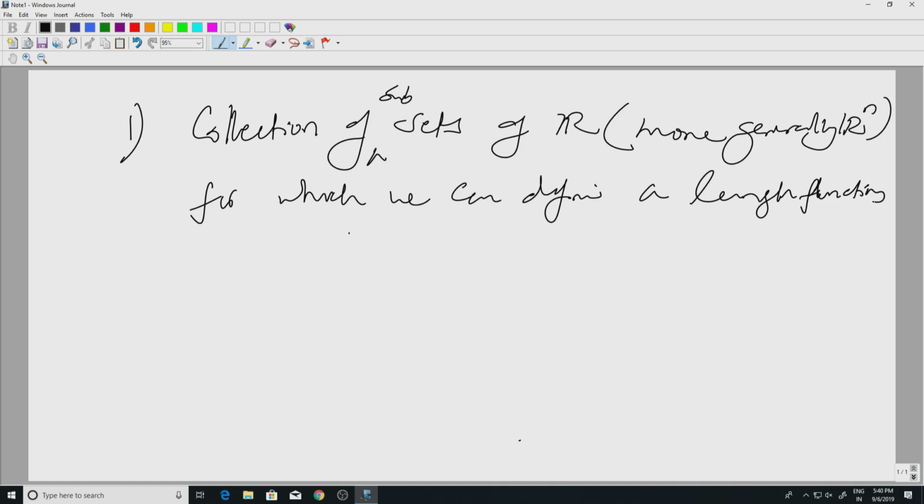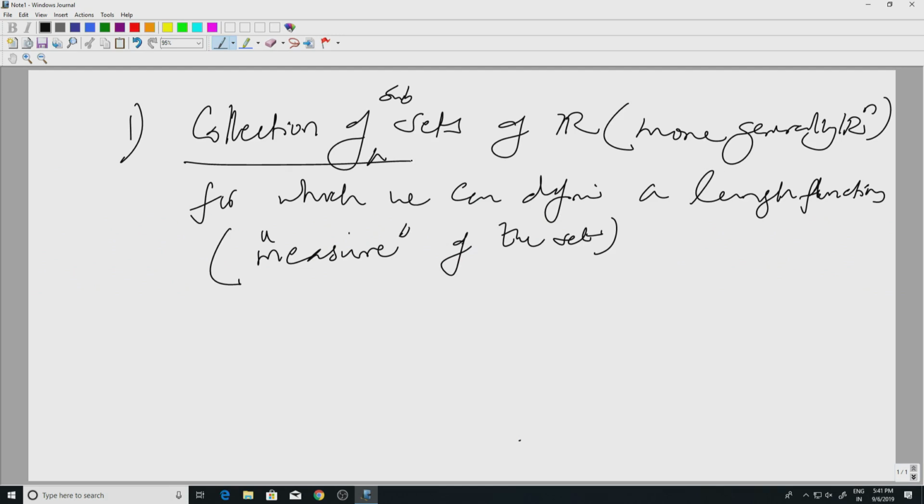Length function, this is what we will call the measure of the set. The measure of the set should be, in the case of the real line, if I take an interval, the length of the interval. If I take a square in R2, it should be the area of the square. If I take a ball or a cube in R3, then it should be the volume.